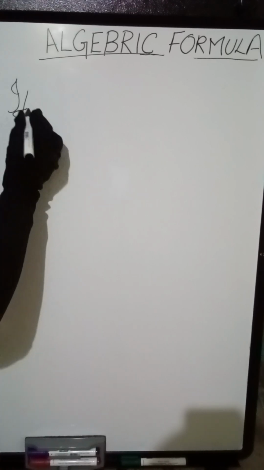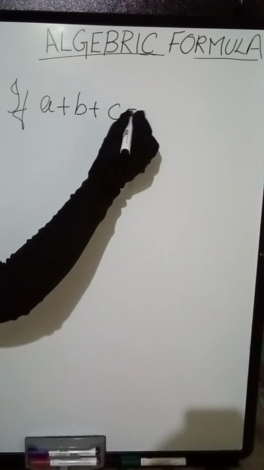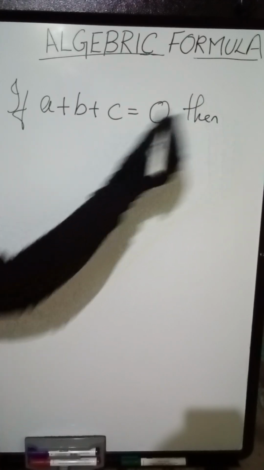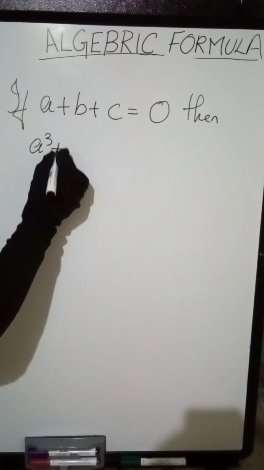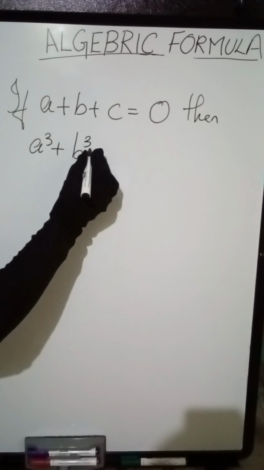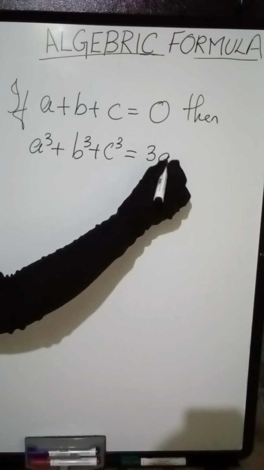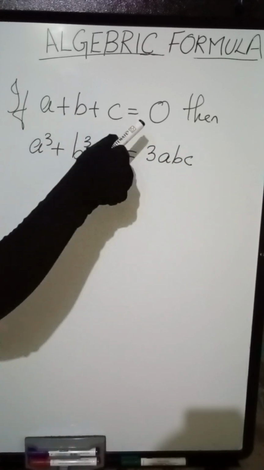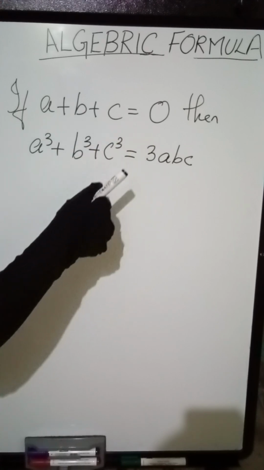Just note this point. If your a plus b plus c equals 0, then your a cube plus b cube plus c cube will always be equal to 3abc. Remember, if your a plus b plus c equals 0, then your a cube plus b cube plus c cube will always be equal to 3abc.